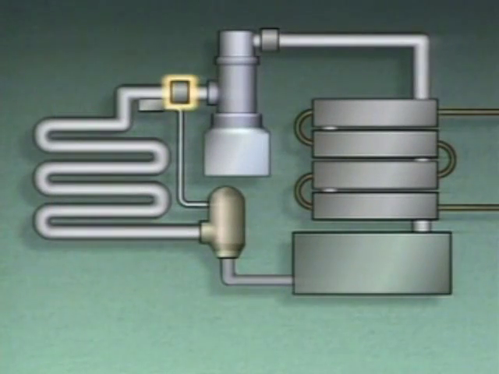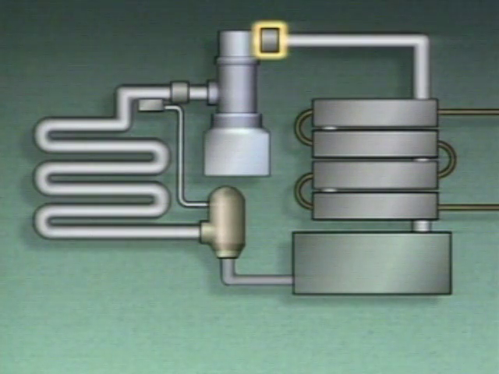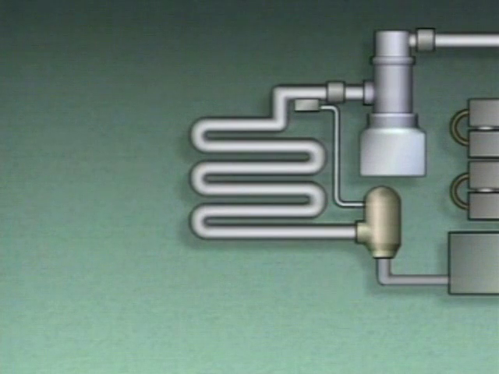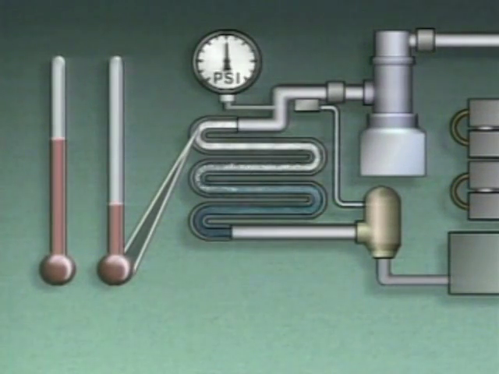This system has a low-pressure cutout switch located on the compressor suction. It also has a high-pressure cutout switch on the compressor discharge. When the system is operating and the temperature of the substance being cooled drops, the temperature and pressure of the refrigerant entering the compressor will also be lower.